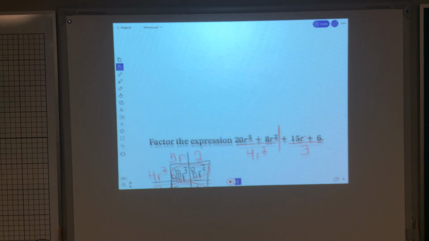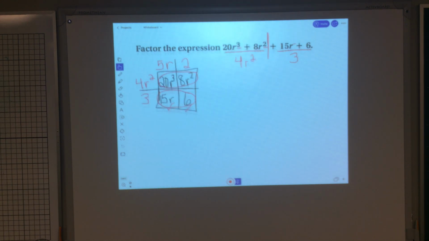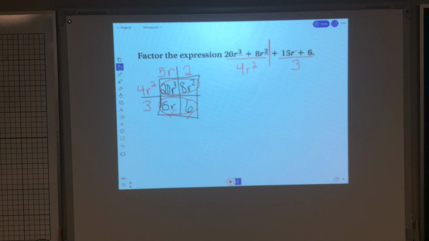Whereas in that first one, we did it the parenthesis method from last week, Monday. And in this one, we did it the box method. I am going to finish this one out with parentheses just so you can again see it both ways for the same problem. So if I go back here, I'm factoring out these first two terms by 4r squared. 20 divided by 4 is 5. R cubed divided by r squared is just r. 8 divided by 4 is 2. And the r squared is already there.